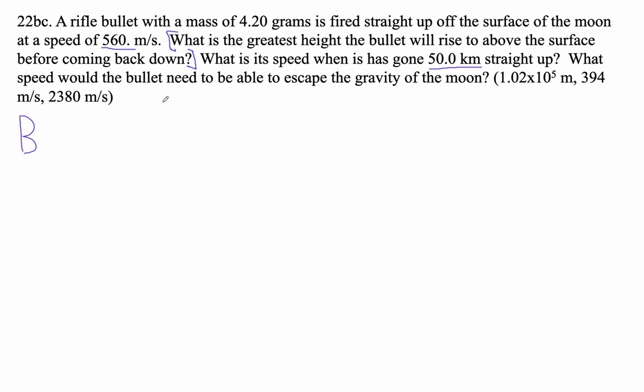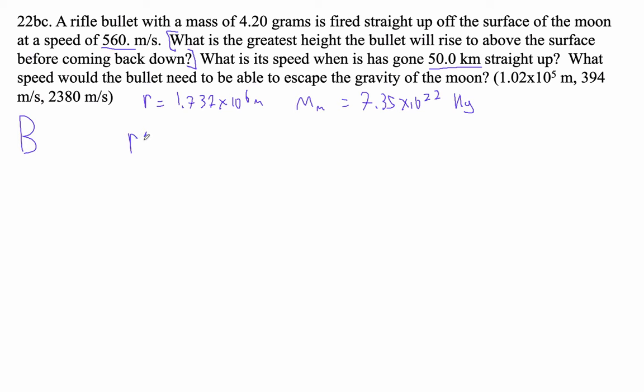Now, the first thing we've got to do is figure out it's going to start at the surface of the moon. And the radius of the moon is 1.737 times 10 to the 6th meters. And the mass of the moon is 7.35 times 10 to the 22nd kilograms. But this thing is going to go up 50 kilometers above the surface of the moon. So let's figure out what that new radius is.